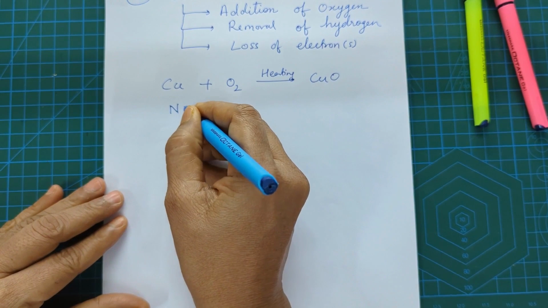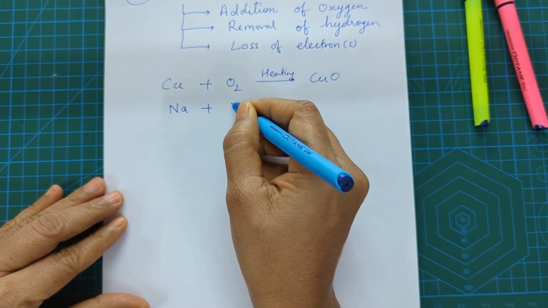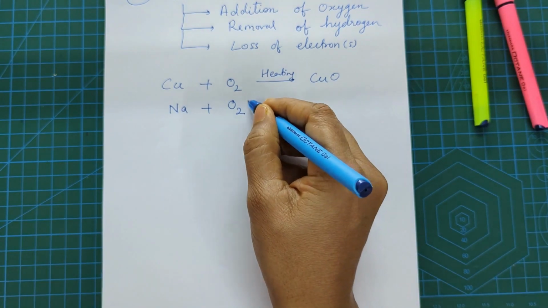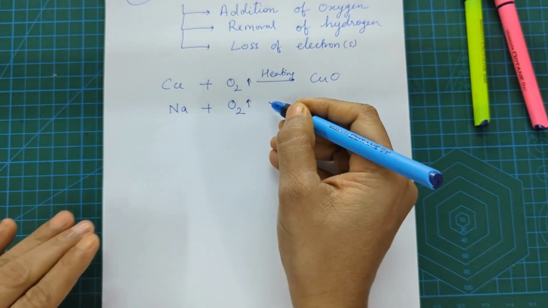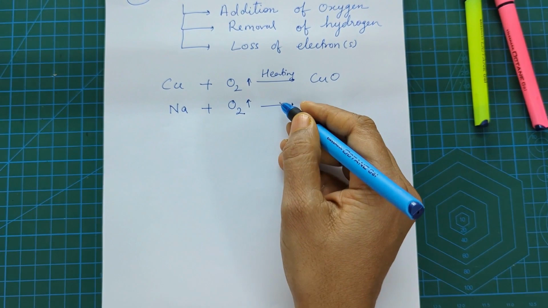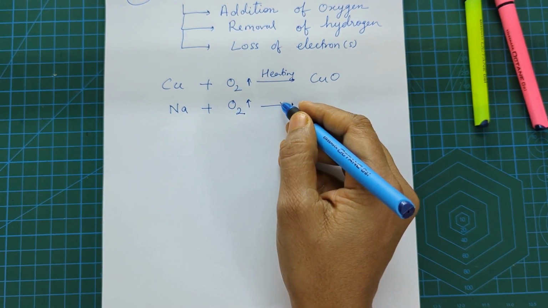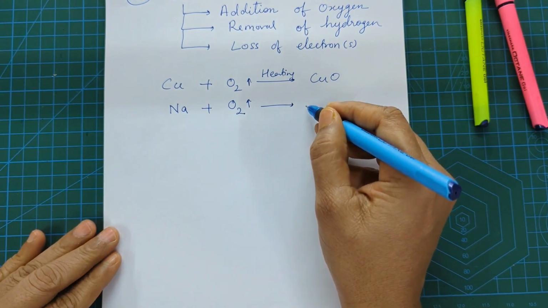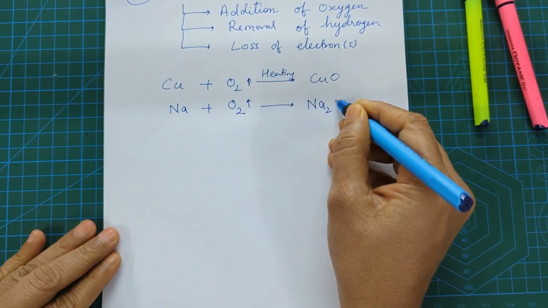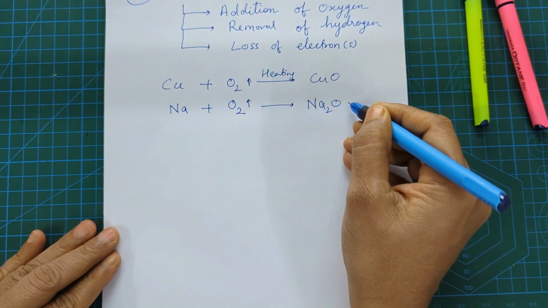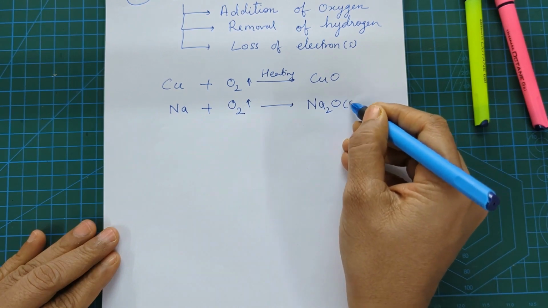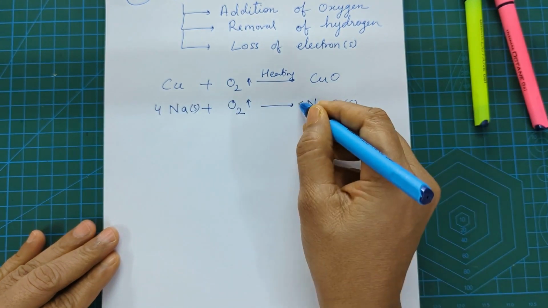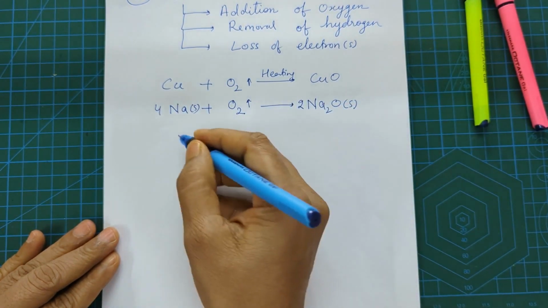Similarly, sodium metal, when it is exposed to air, it burns with explosion for sure. But that is also an oxidation reaction. So here we need not say on heating. At room temperature, that temperature is enough for sodium because it's a highly reactive metal. It forms Na2O, a solid. So this needs some balancing. So 4 of it, so 2 of it. So this is oxidation reaction.